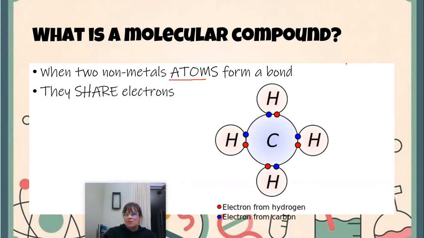That looks like this. So we look at the bonds that are taking place here. Oh, look, it's so nice. The carbons and hydrogens are holding hands. They're sharing the electrons because ionic compounds are made from ions, molecular compounds are made from atoms.